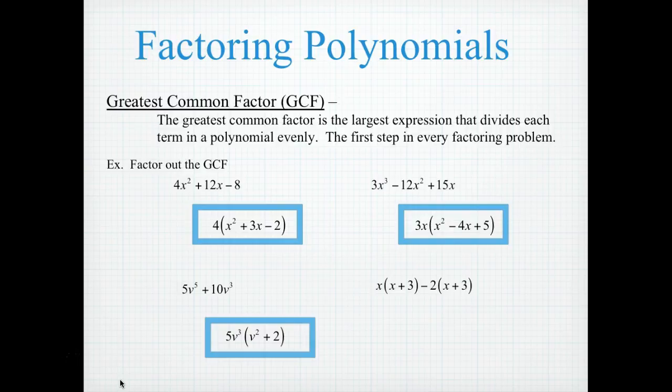And the last example here is a little bit different. We have x times the quantity x plus 3 minus 2 times the quantity x plus 3. So the common factor in this case is actually the binomial x plus 3. So if we factor out x plus 3, what we're left with is x and a negative 2. So x minus 2 times the quantity x plus 3 is the result.